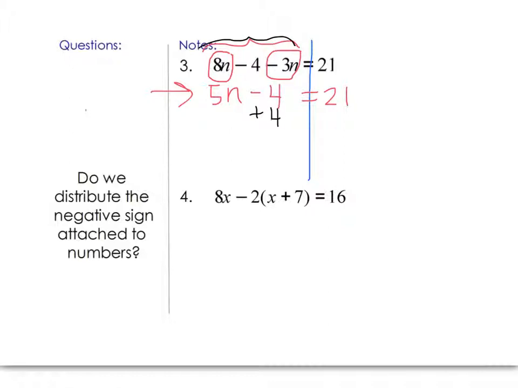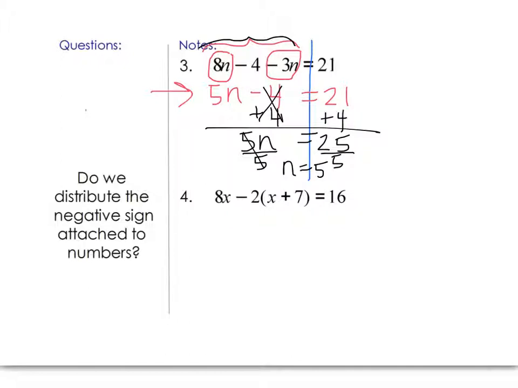So now I want to add 4 to both sides. I get 5n equals 25. Divide both sides by 5, and n equals 5. And this is my final answer. N equals 5. I had to combine like terms before I did anything else.